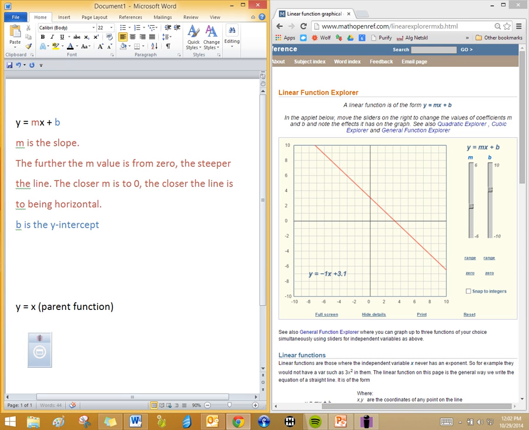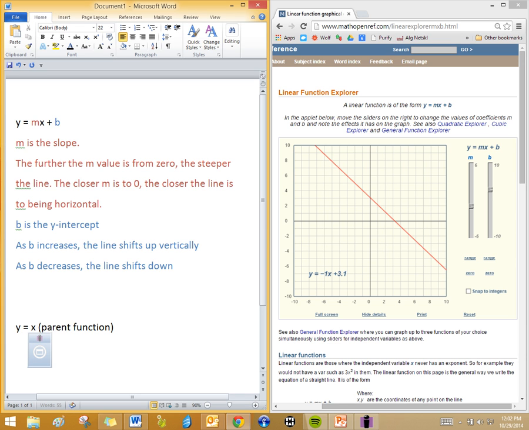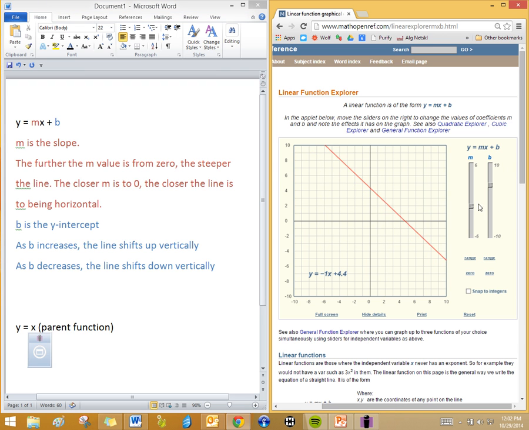So hopefully that applet illustrated it, but as b increases, the line shifts up vertically. As b decreases, the line shifts down vertically. So don't ever think that changing b results in a left and right shift. I know it kind of looks like it when there's an angle to your line, but remember, you can see it with a 0 slope. That line is really just shifting vertically.